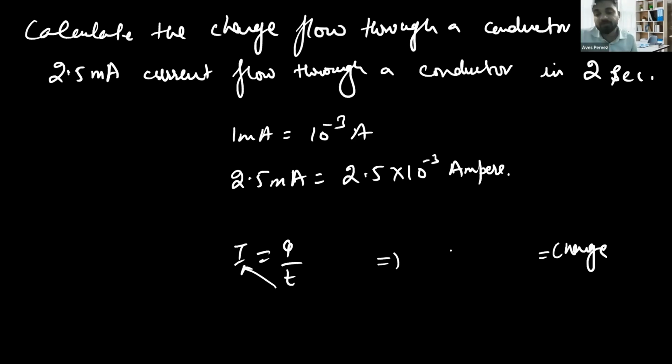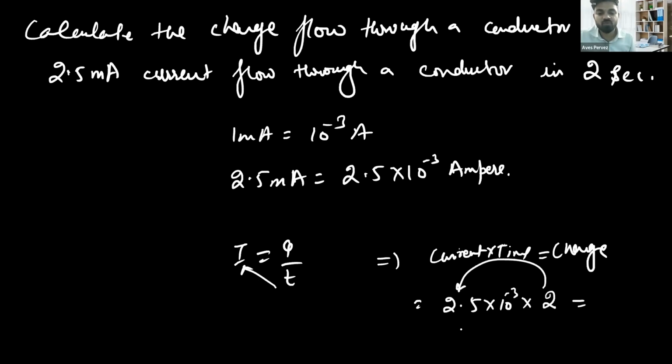Okay, let's join it. So charge is equal to I. We can say the charge is equal to I into T, current into time. Current is given, that is 2.25 into 10 to the power minus 3, and time is given, that is 2. So you will get 2 into 2.5, you will get 5 into 10 to the power minus 3 coulomb. Is that your answer? Yes, sir.